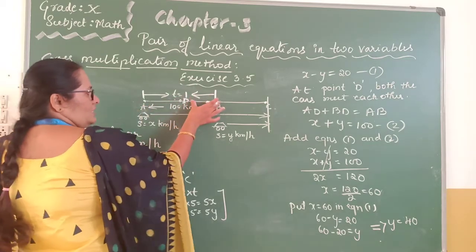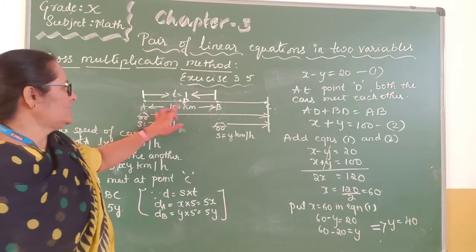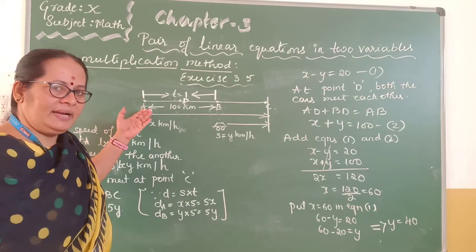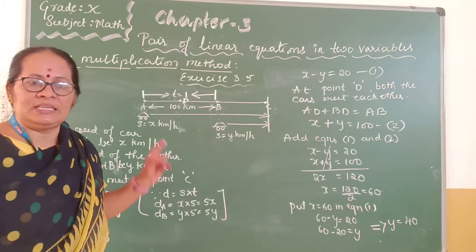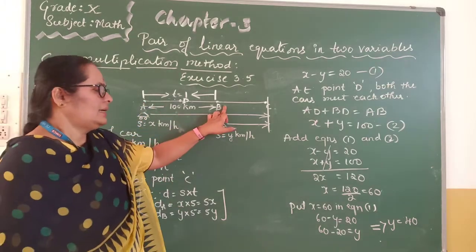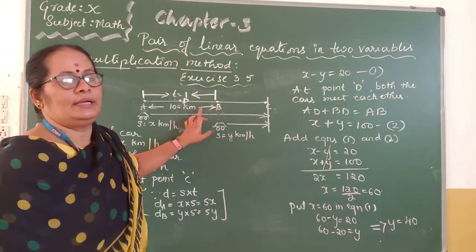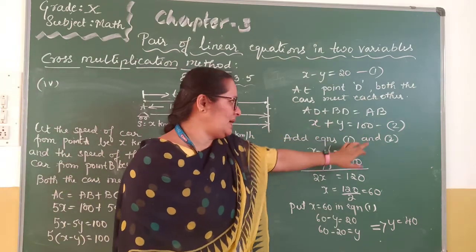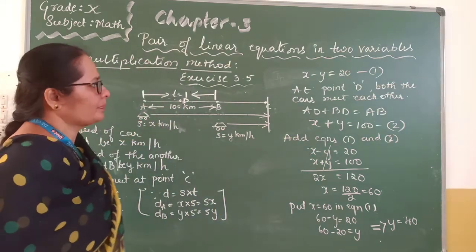So AD plus BD equals AB. Now, what is AD? The distance travelled by this car, where speed is x and time taken is 1 hour. So x into 1 is x. So the distance travelled is x. Then from this point, the distance travelled by this car is y into 1, which is y. So AD plus BD equals AB. So the equation is x plus y equals 100.